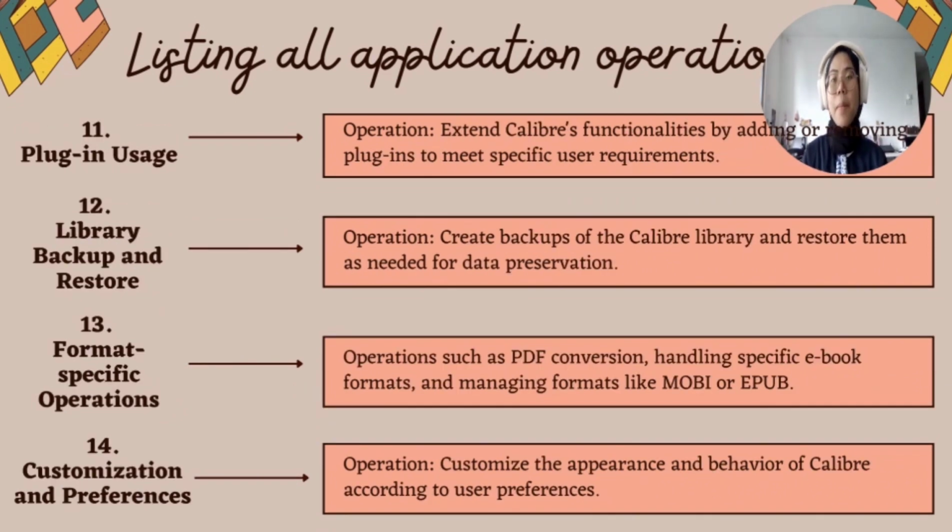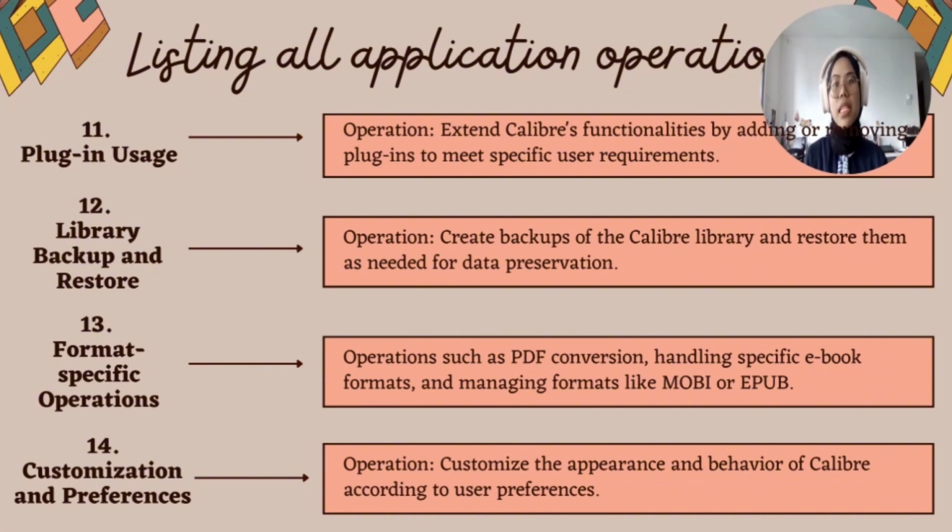Number 11, plug-in usage. This will operate to extend Calibre's functionality by adding or removing plugins to meet specific user requirements. Number 12, library backup and restore. This will operate to create backups of the Calibre library and restore them as needed for data preservation.